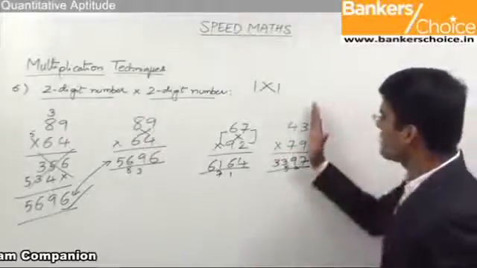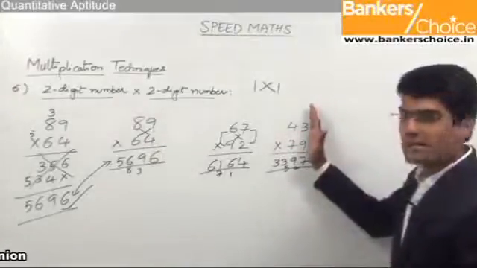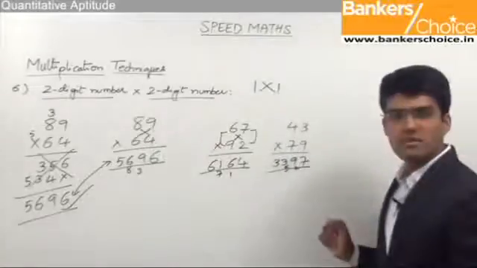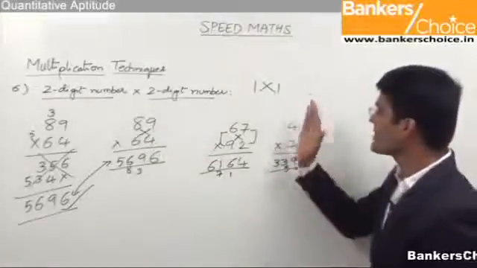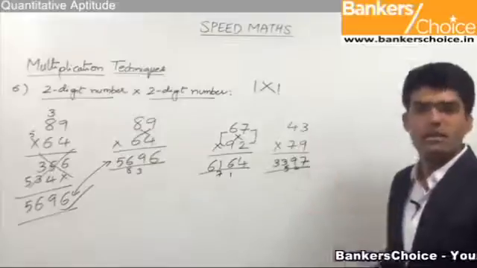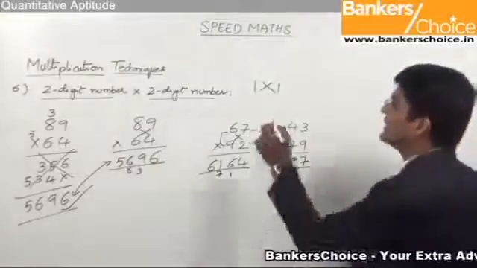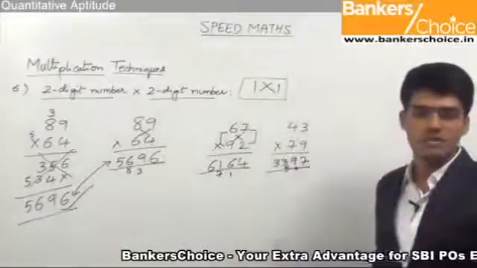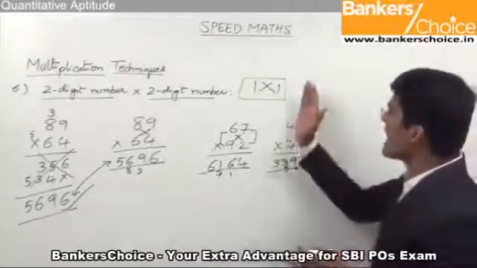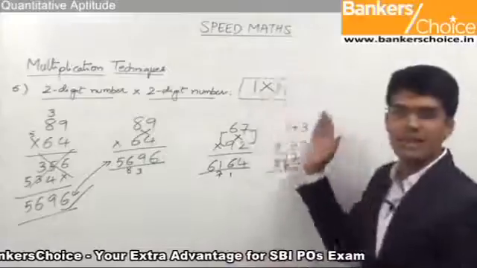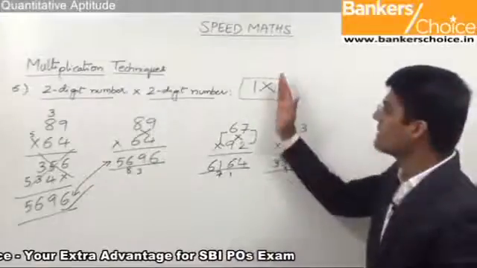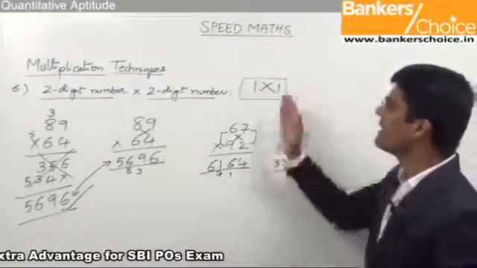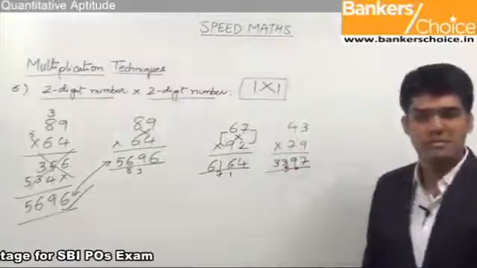So in the first step, we do the vertical multiplication of units places. Second step is cross multiplication of units and tens places. And third step again is a vertical multiplication of tens places. So this is what will give us the answer for multiplication of two digit numbers. You can remember it as IXI from right to left. So first multiply units places, then cross multiply, and then go for tens place multiplication.